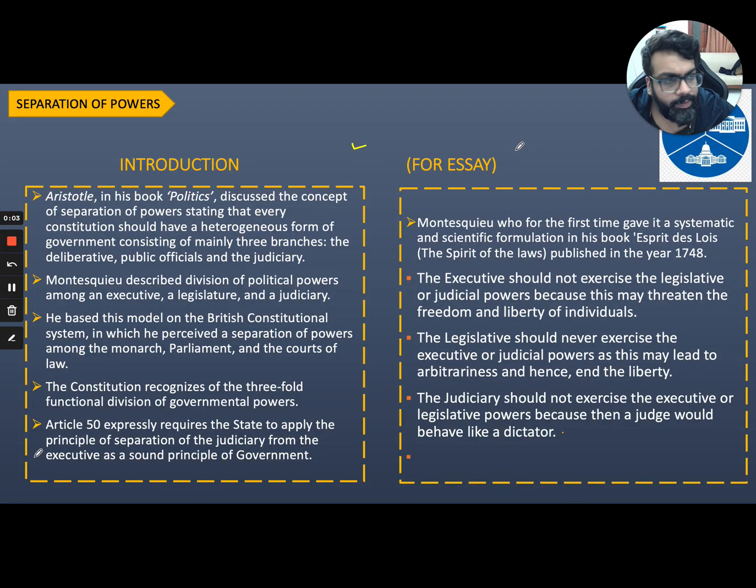Welcome back. Now let us start with the theoretical and the foundational understanding of separation of powers, as much as it is relevant as far as the mains exam is concerned. Now, as discussed in the previous year questions, we are going to follow a very simple outline for separation of powers. We'll first understand its meaning.